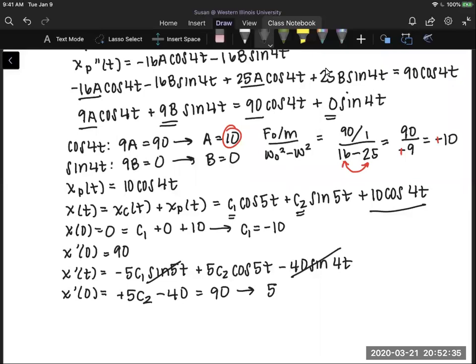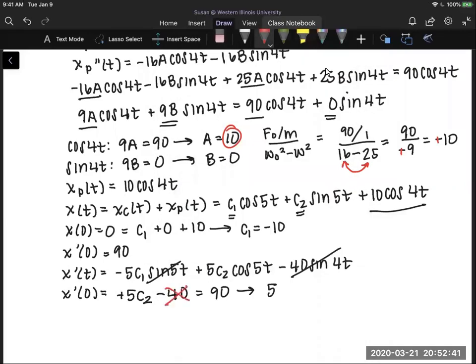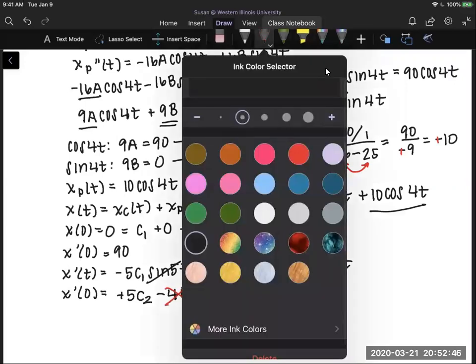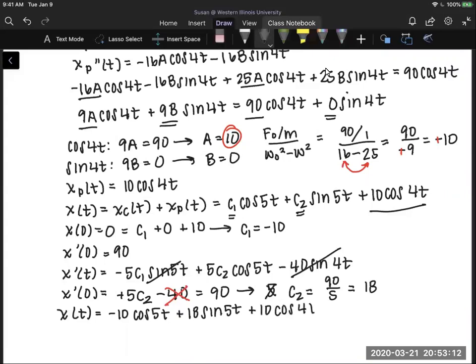And so let me make this correction here in red. This 40 is not here. So I have a 5 C2 equals 90. I apologize for that error. And so now I have C2 equals 90 over 5, which is 18. All right, so to recap, where we're at is we have that x of t equals a negative 10 cosine 5t plus 18 sine 5t plus 10 cosine 4t.